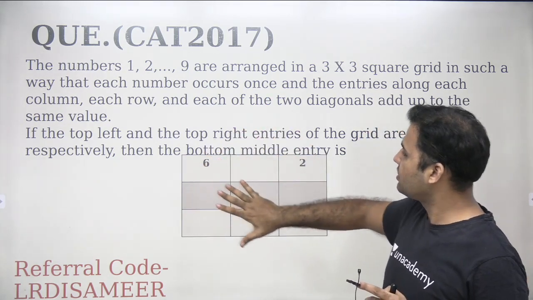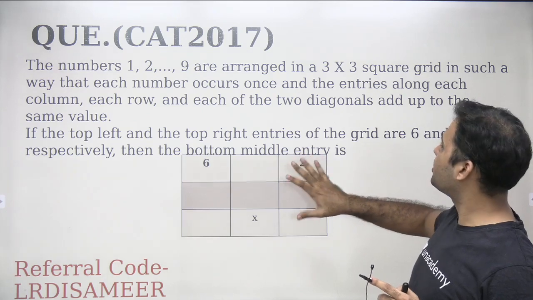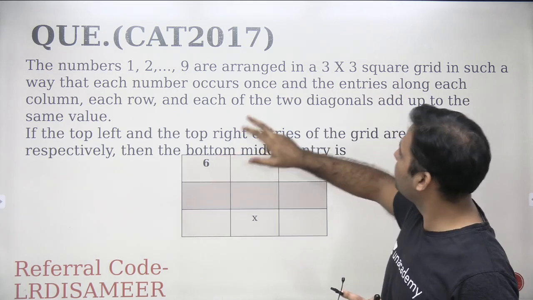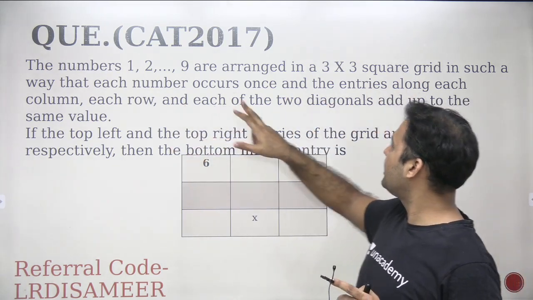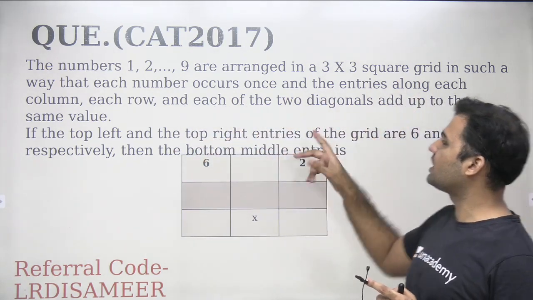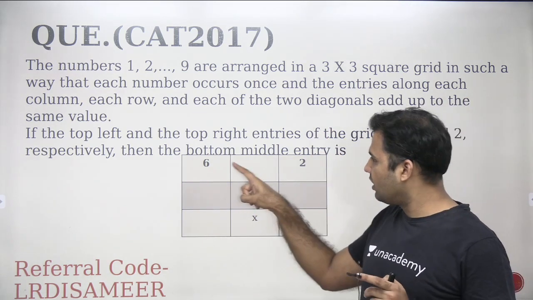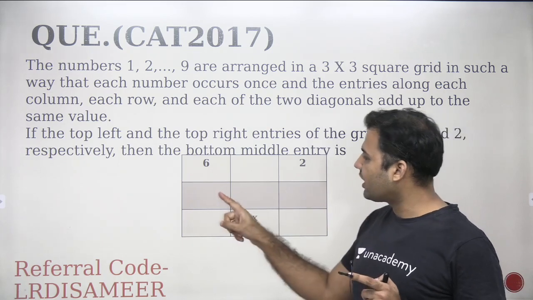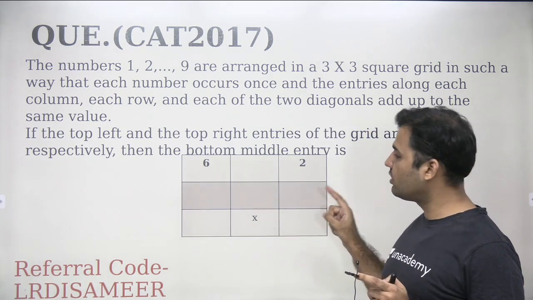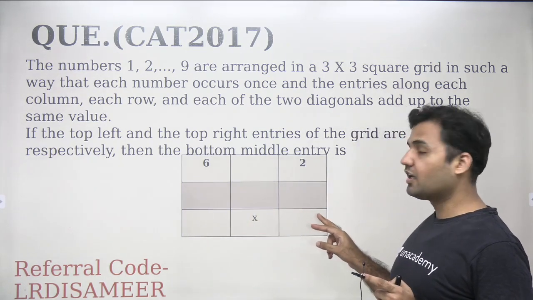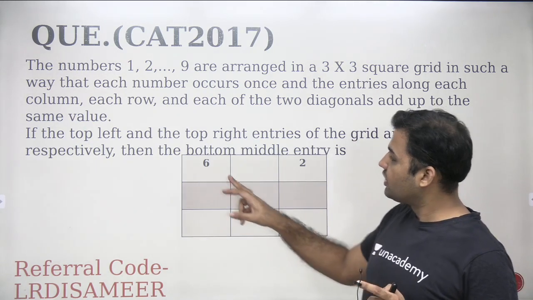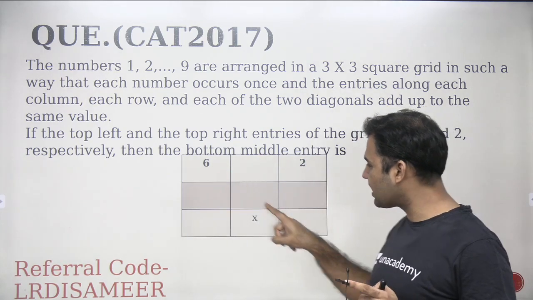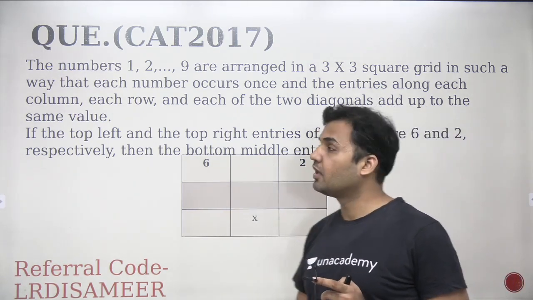And the question says these numbers are used in this 3 into 3 matrix in such a way that entries along each column, each row and each of the 2 diagonals add up to the same value. That means if I add all the 3 numbers of the first row, the value should be the same as the sum of all 3 numbers of the second row, the same as all 3 numbers of the third row, the same as all 3 numbers of column 1, column 2, column 3 and diagonal 1 and diagonal 2.